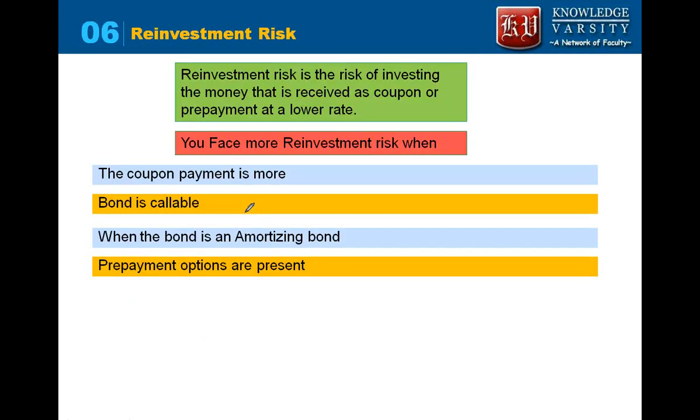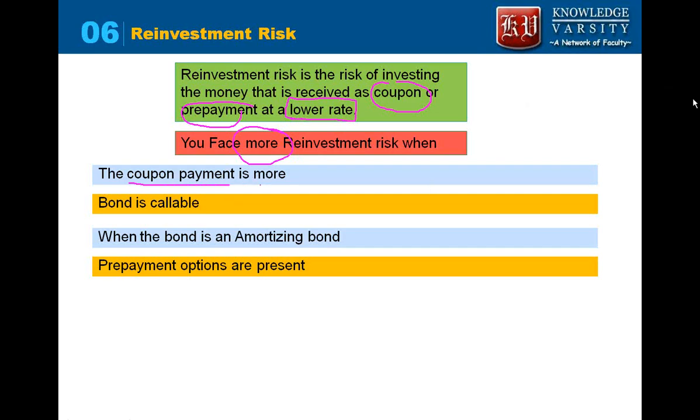Now let's see what reinvestment risk is. Reinvestment risk is the risk of investing the money that is received, either as coupon or as prepayment, at a lower rate than what you thought when you had invested in the bond. So this is in red, which means you should be concerned. You face more reinvestment risk when the coupon payment is more, right?